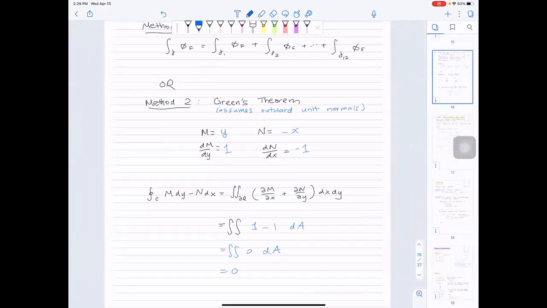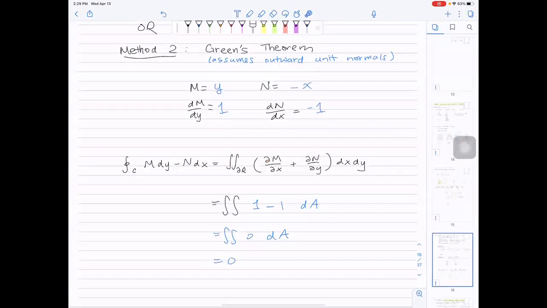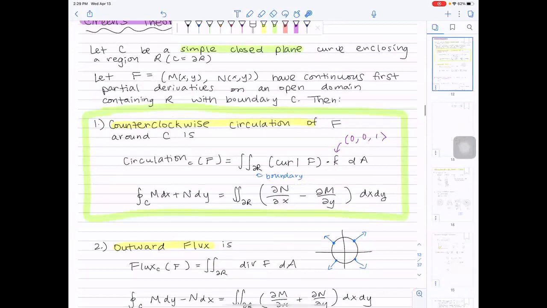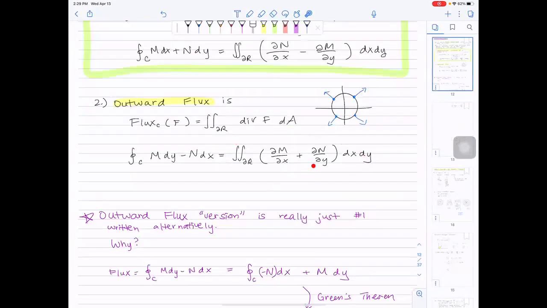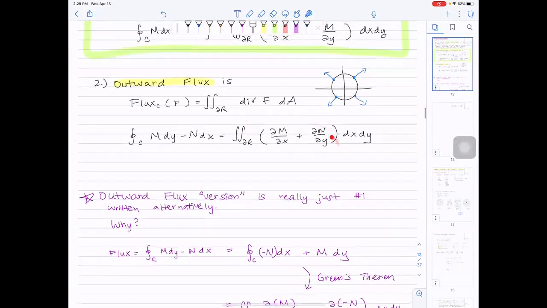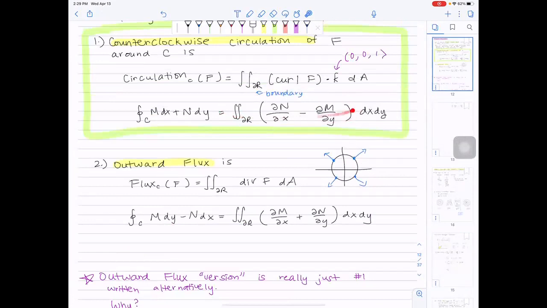Wait, is it partial m with respect to x or with respect to y? Oh, this is the flux definition form. So that's the second formula. Partial m over x plus partial n over y is for flux. And my point in the purple thing was that if you forget what this flux definition is, you can always derive it from Green's theorem. The circulation version is the one you definitely want to know for sure.